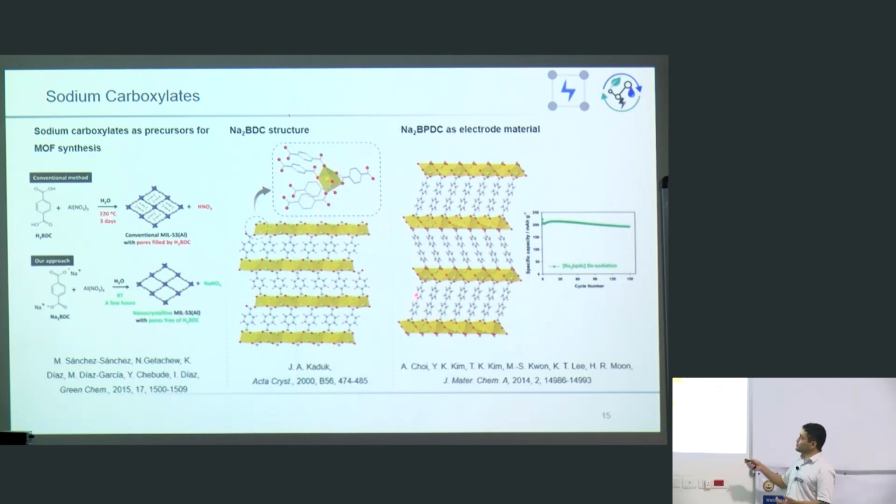So this is an example to show that if you take biphenyl dicarboxylate, the sodium version, and you put it into a sodium battery, you get very stable cycling over 150 cycles. Metal thiolates, another good example of this perfectly. Yes. So all of these molecules are like these MOF-like structures, and this is an example to show that they can be very useful battery materials as well.